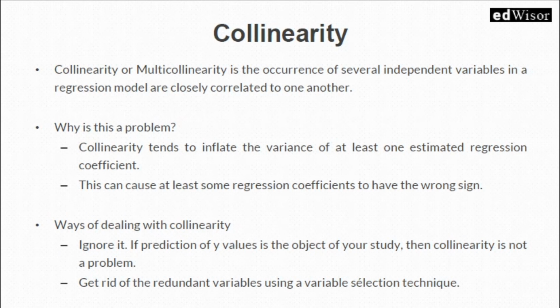The first problem is collinearity tends to inflate the variance of at least one estimated regression coefficient. So guys, as of now, just understand that it will affect the variance of the independent variables which try to explain your target variable. You may not understand this sentence now, but when we proceed further and understand the linear regression model, then you will be able to relate this sentence with our regression model output.